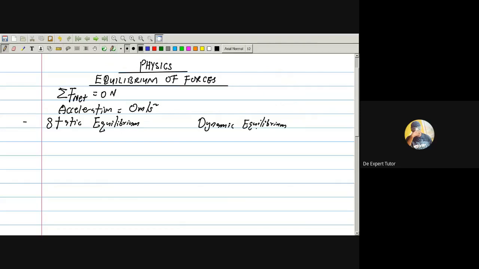So what is static equilibrium? If we say something is static, it means that the body is not moving. Are we together? So when a body is at static equilibrium, the same condition holds: the net force is 0. We already know that one. And at the same time, the body is at rest.